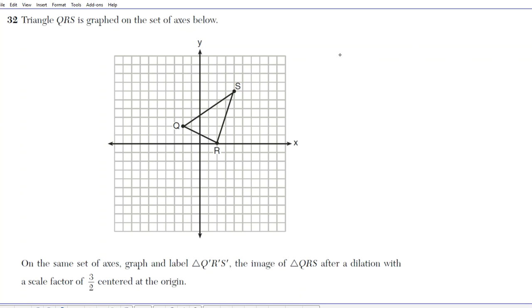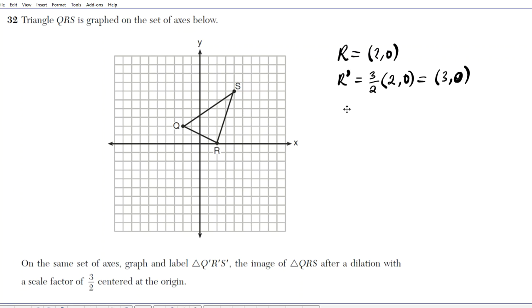Okay, so let's start with point R. R is 2, 0. So R prime, since we have a dilation of 3 over 2 centered at the origin, you just compute 3/2 of this coordinate right here, and it's going to be 3, 0. You just distribute this 3/2 into this number right here, and then you get 3, 0.